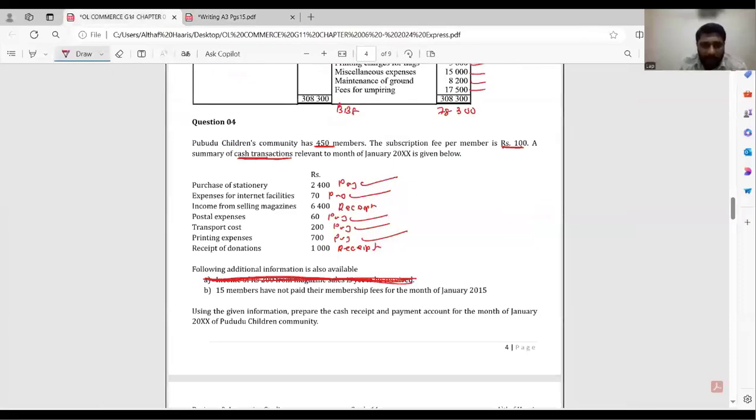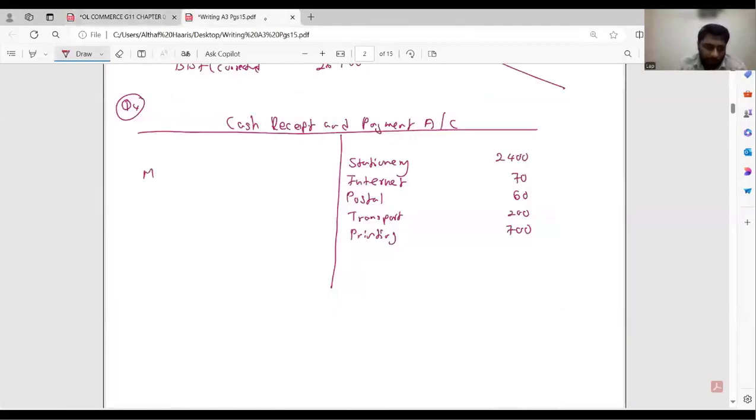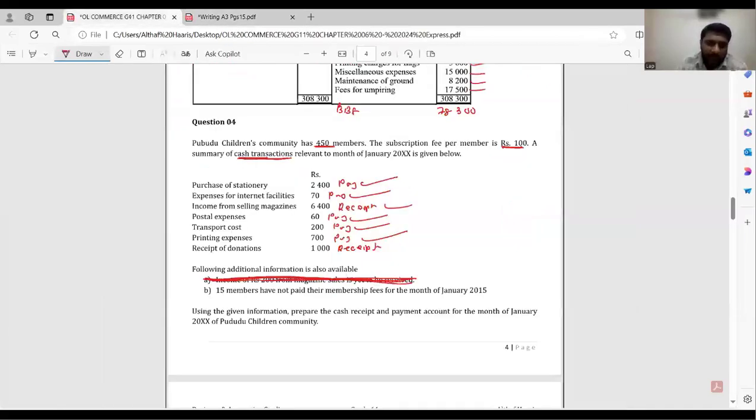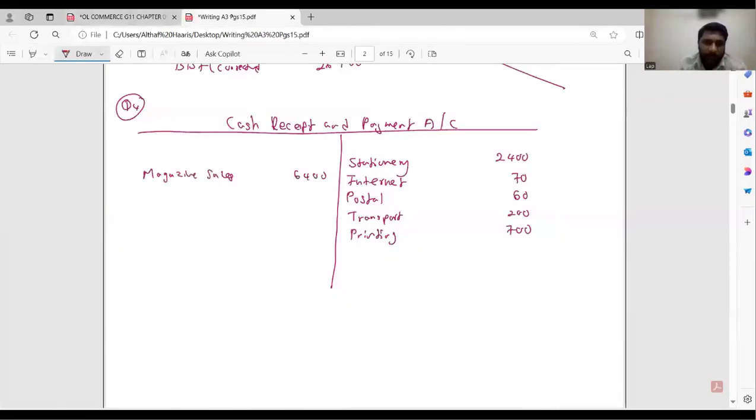Then people, we have magazine sales, 6,400. Just cut off the part A, people. Don't keep it. We will do that particular kind of adjustments later. No need. Receipt of donation, 1,000.